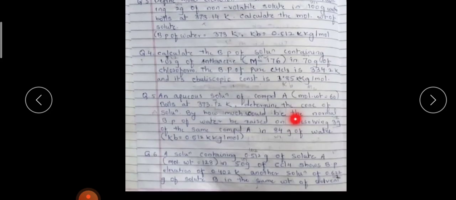An aqueous solution of the compound A. Similar types of numericals I have given there. You have to solve them. See, in the third, I am not taking this. We will take the fourth one.